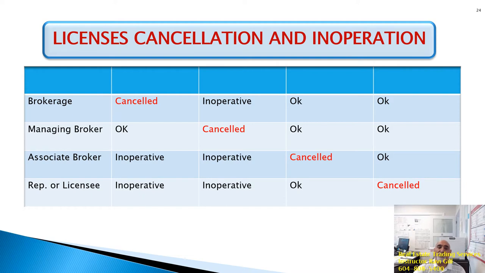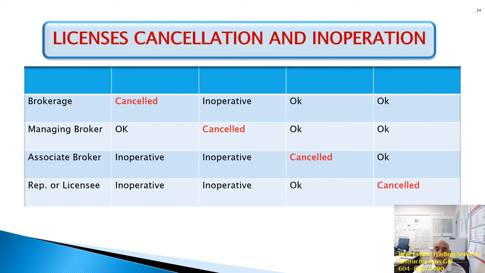Okay, let's take a look at here. Let's say the brokerage loses their license. Okay, then a managing broker, his license is still good, but the people, the associate brokers and the reps, will not be able to sell houses because the brokerage has lost their license. The managing broker has not lost his license, but he's inoperative because the brokerage is at a standstill.